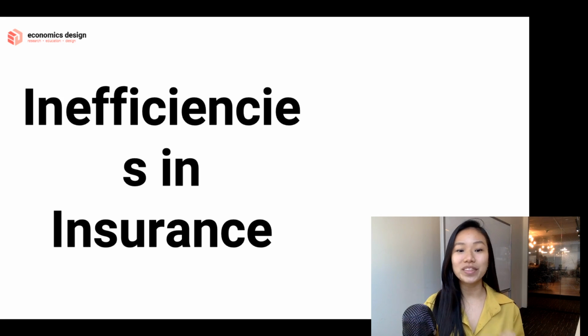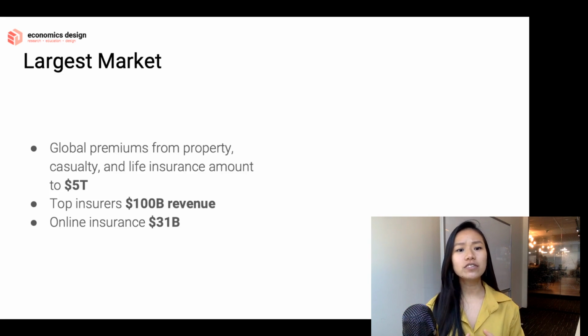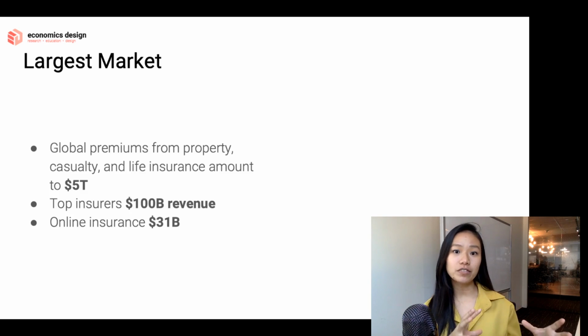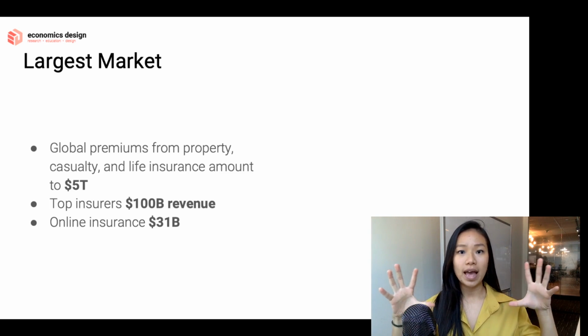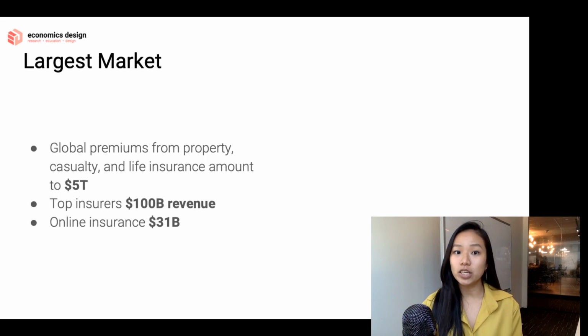So let's get started with inefficiencies in insurance. Insurance is one of the largest markets in the world today, in the financial market. It's part of the financial system or the financial sector, and if you include all the different premiums available, like life insurance, casualty, property, all the other different kinds of assets or lives that can be insured, it amounts to over $5 trillion US. That's a lot of money. So it's a huge market.